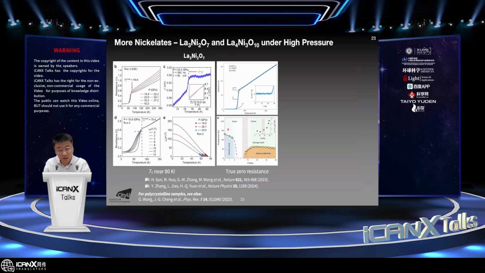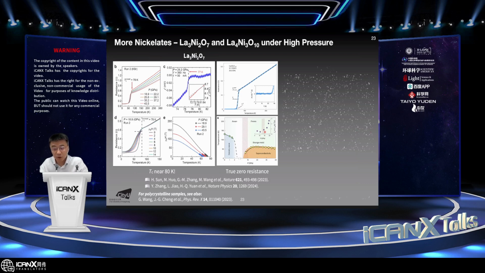So this marks the second example of finding superconductivity above liquid nitrogen temperature in a material system, right? Of course, after this discovery, people jumped onto this field with a very general goal of finding more nickelate superconductors with higher transition temperatures, hopefully above liquid nitrogen temperature.